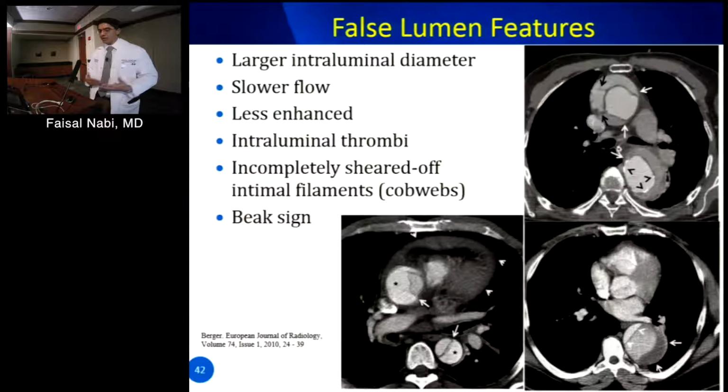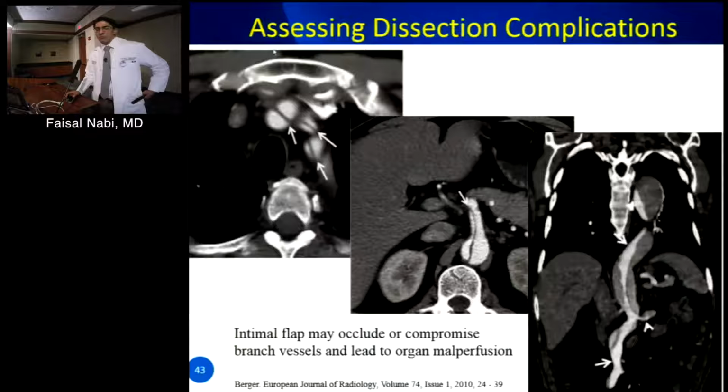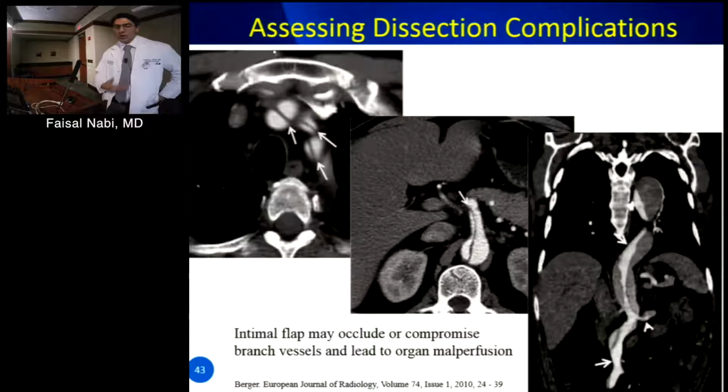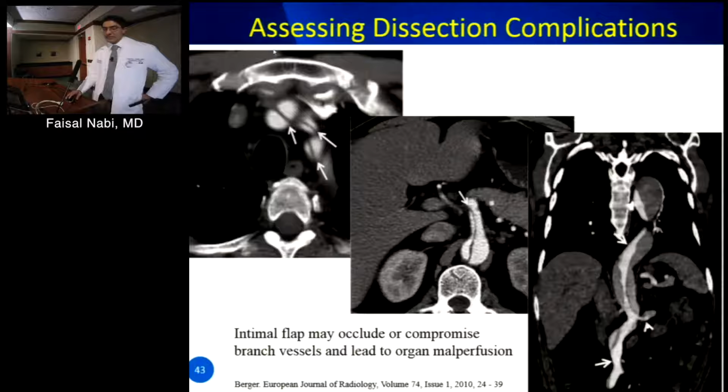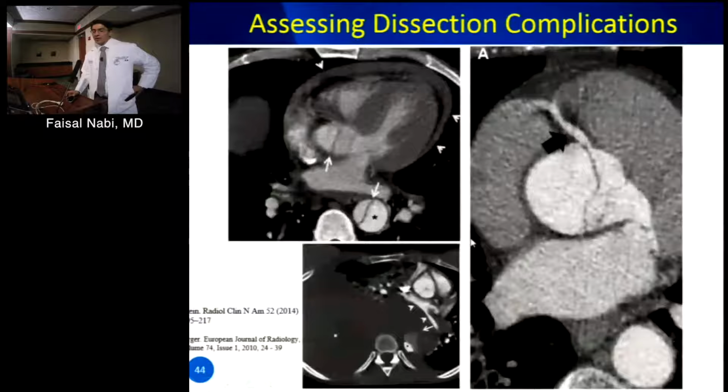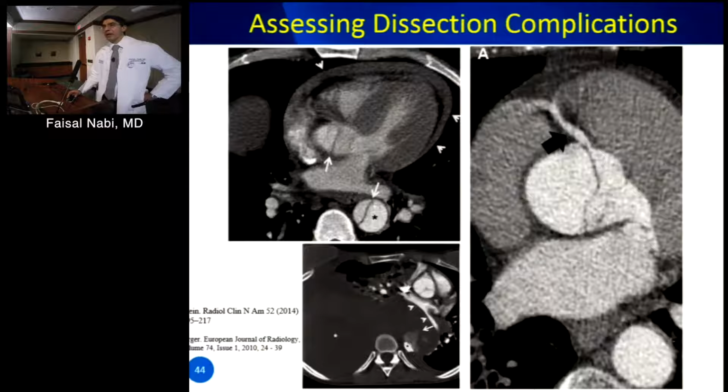When it comes to assessing complications, of course, this is a 3D technique with a large field of view, so we're able to look at the carotids, and assess all the different arterial branches coming off the aorta. Other complications that we can look for are, as we had mentioned, if there's any evidence of blood within the pericardium, we have to be very concerned about impending tamponade.